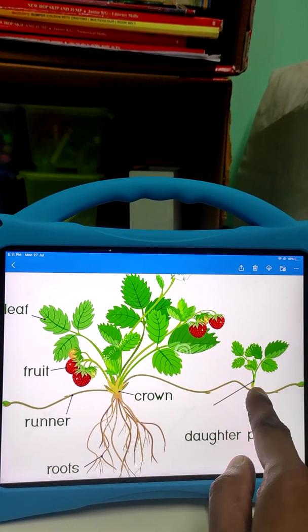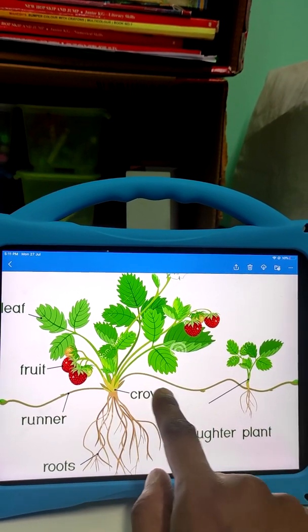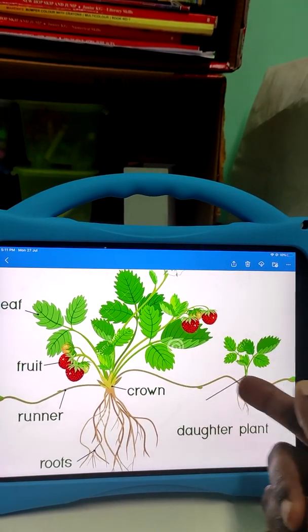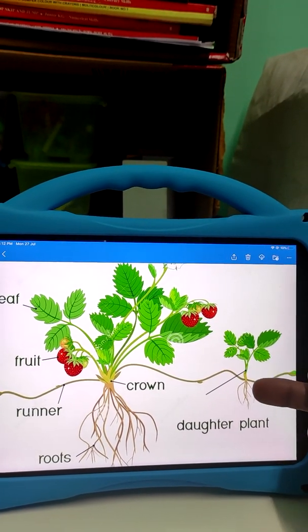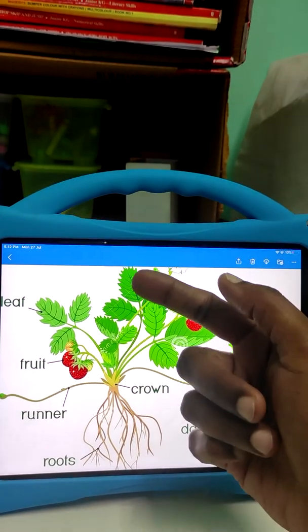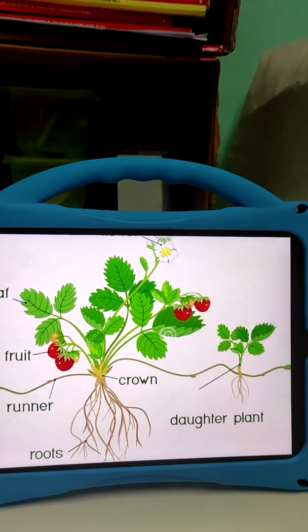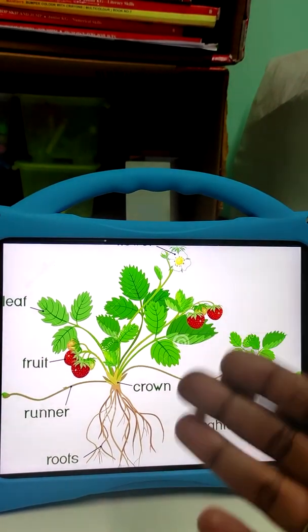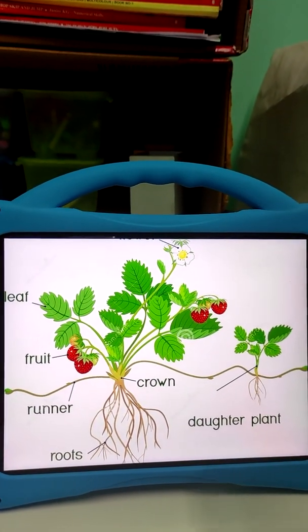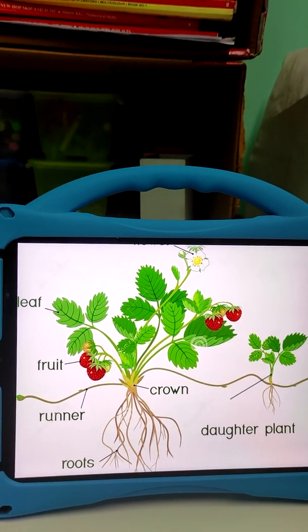This runner produces some small buds along its length, which will grow into a new plant. So this is the new plant which has come from this main plant. We call it the daughter plant, and this is the main plant. So this type of roots help the plants to make more plants like itself. That is why they are called propagative roots.